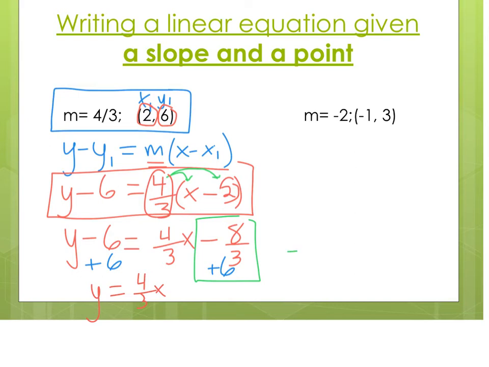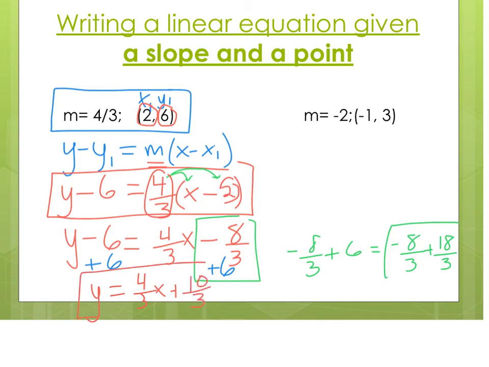So if I look at -8/3 and I were to add 6, well, if I multiply 6 by 3, that's the same as taking 18/3 and adding it. And so if I have common denominator here, negative 8/3 plus 18/3 gives me a total of 10/3, and that would be the equation of my line.